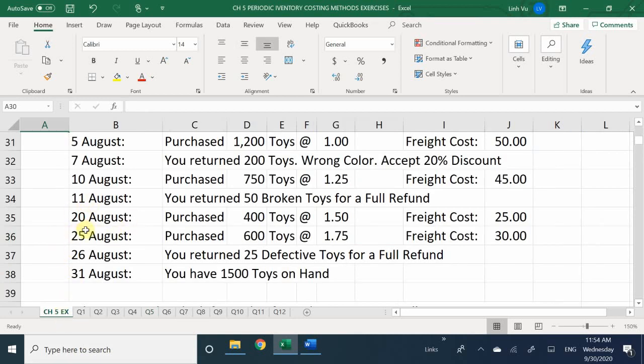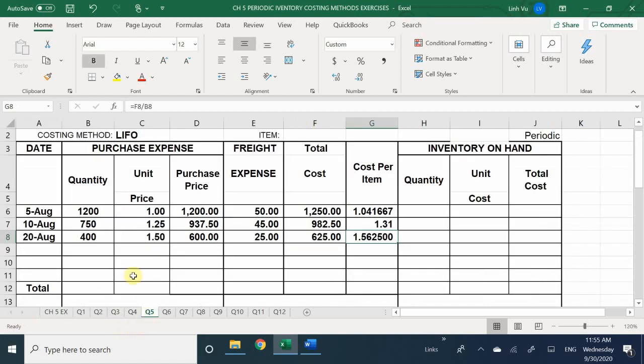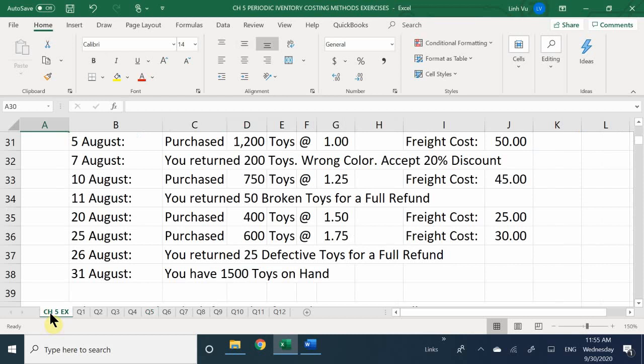Then on the 25th of August, I made another purchase of 600 toys, okay, at $1.75 each with a freight of $30. So back to my inventory worksheet, I'm going to recognize that on August 25th, I bought 600 toys at $1.75 and my freight was $30. I'm going to double confirm that. So purchase 600 units at $1.75, costing $30.